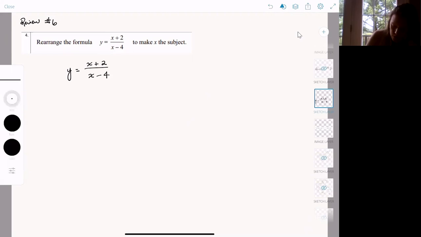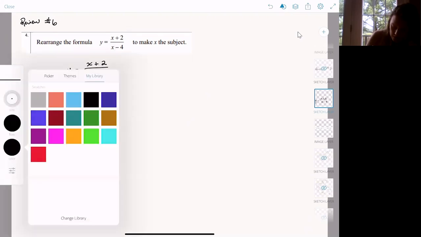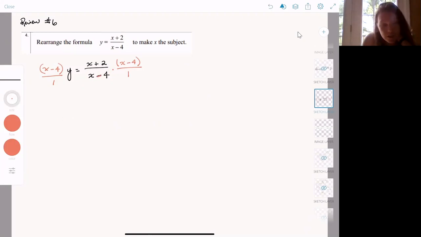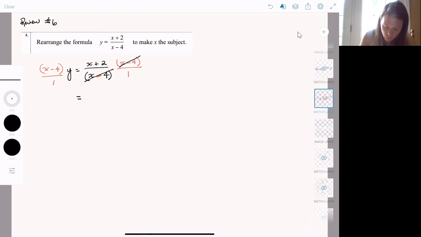Okay, so what I'm going to do here is multiply both sides by x minus 4 over 1. Remember, they're married. They don't have a ring on them, but we put it there anyways because they're in a relationship. Sorry, it's negative, but they're in a relationship. They stick together. So what that means on the right-hand side is that these two disappear together. I'm left just with my x plus 2 on the right side.